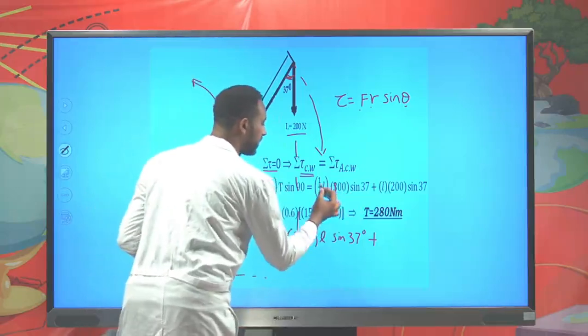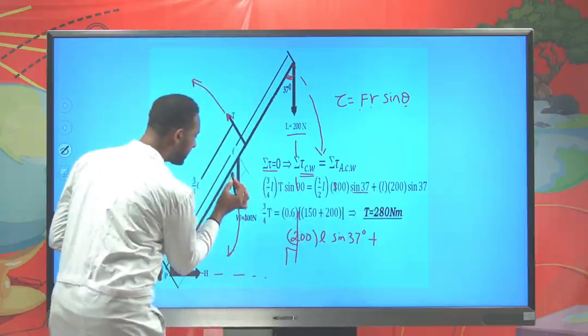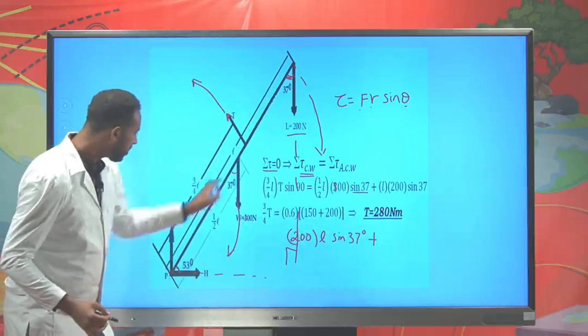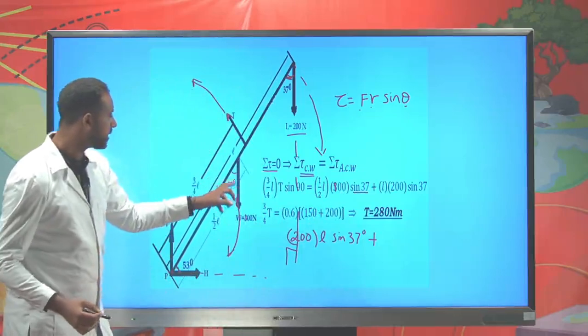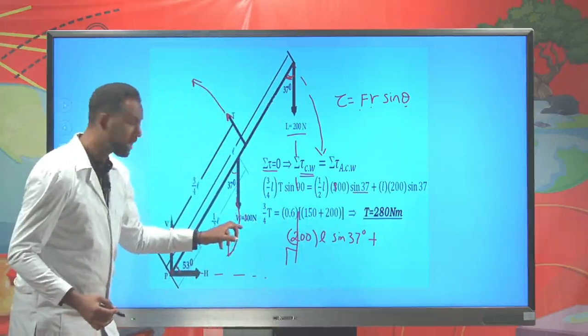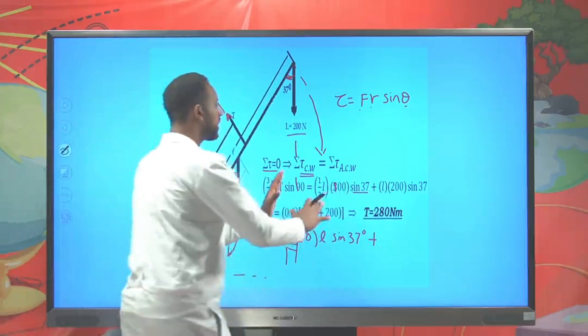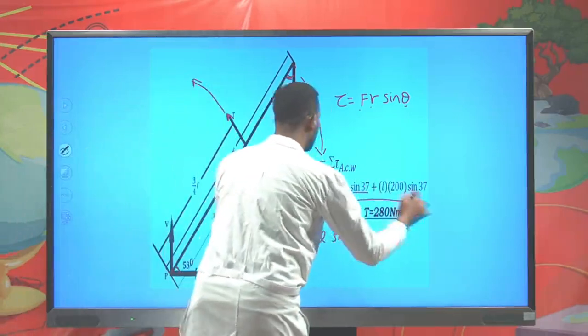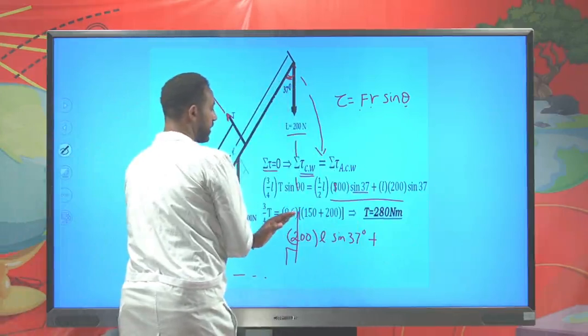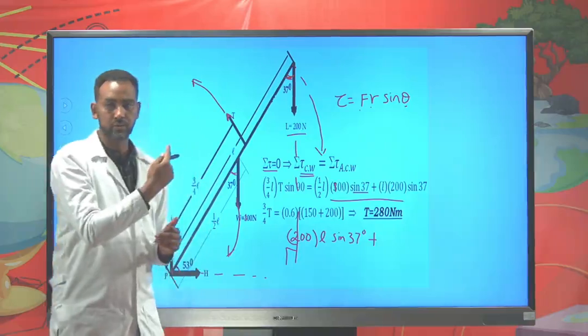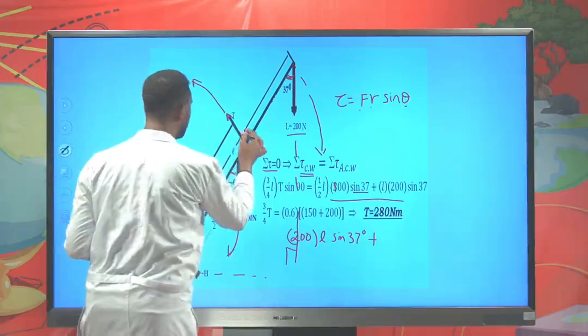So 100 Newton times, again, the angle between the moment arm and the force, which is the weight of the bar, is 37 degree. Again, we can use 37 degree. So these are the forces which are acting clockwise. And the other force which is acting counterclockwise, or anti-clockwise, is the tension T.